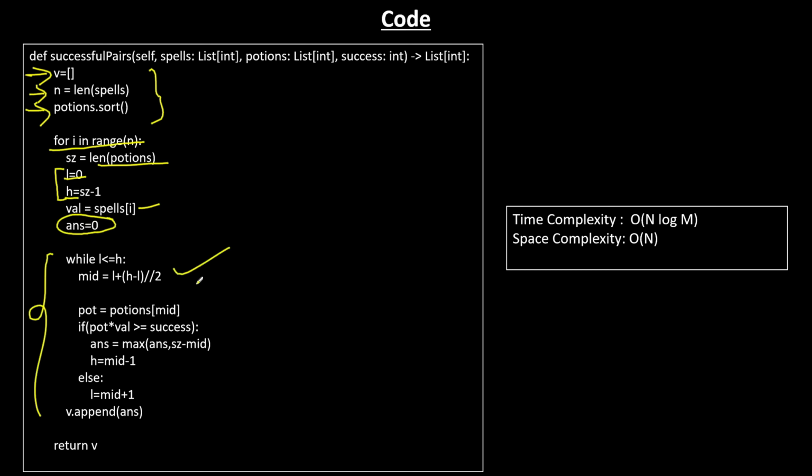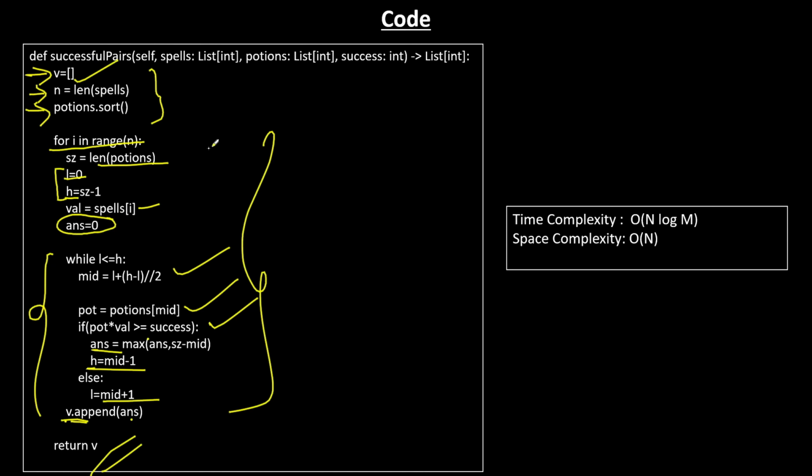We take out the mid value. We take the portion of mid here and check the condition. If it is greater, we store it and do mid minus 1, otherwise mid plus 1. After this complete binary search is done, we append the answer into the list which we created here. And after this complete iteration is done, we just return the list.